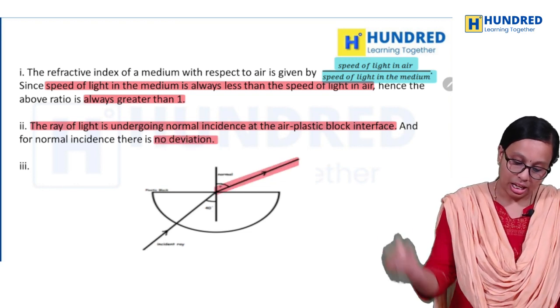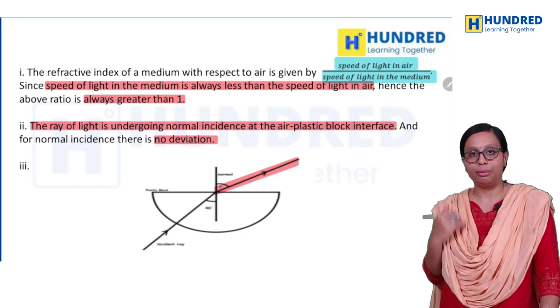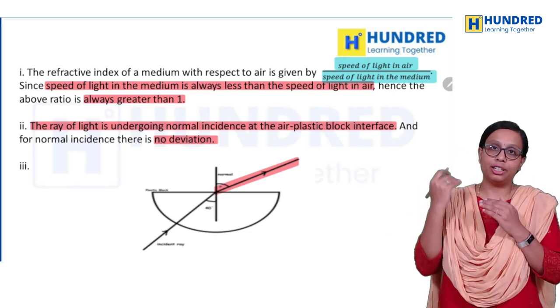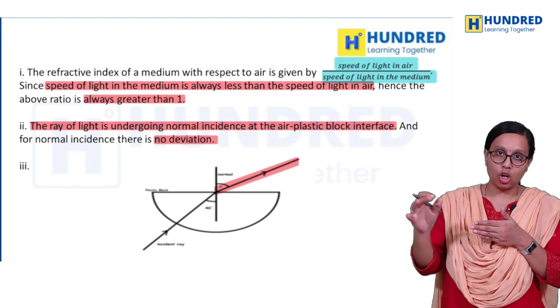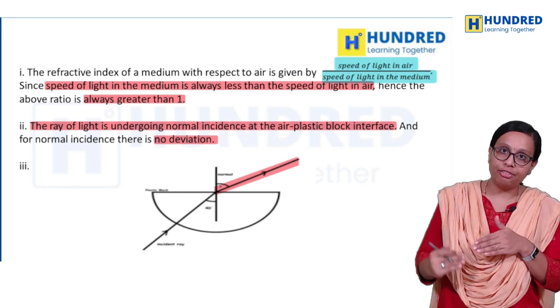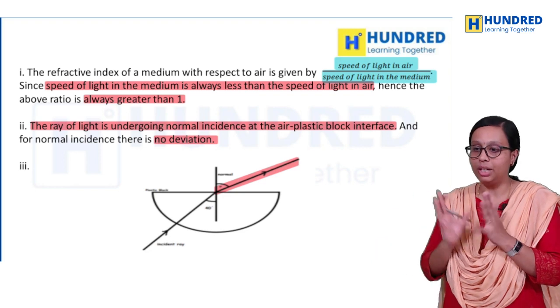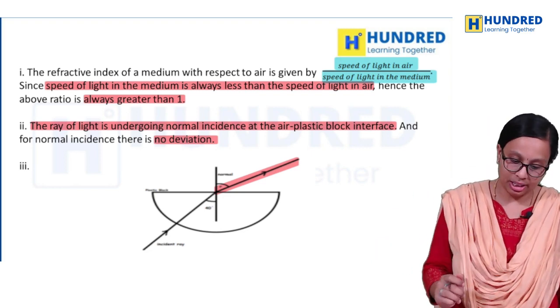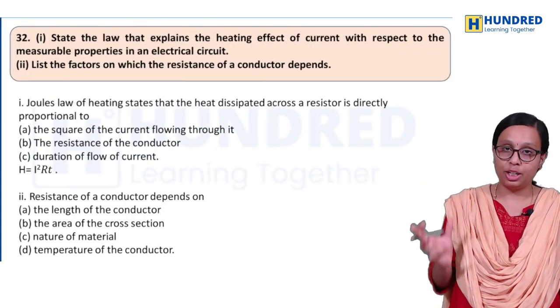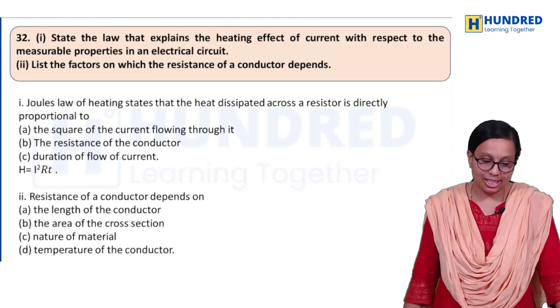Here it has moved away from the normal. So from a rarer medium, the light has entered into a denser medium through the normal. So no deviation. Then again from the denser, it is moving into the rarer. Here it will go away from the normal. So this is about the 3-mark question. So they have split it into 3 questions. This is an easy question.